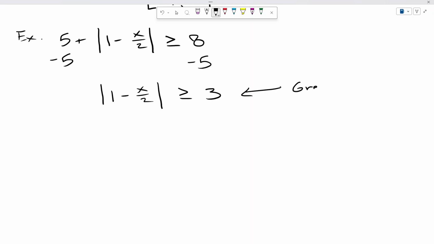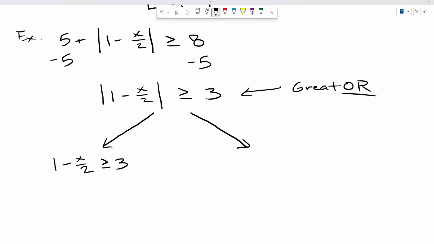So we have a greater than, so a greater. Right, so an "or." Think of it like we can split this into 2 parts here. We're saying that 1 minus x over 2 has to be greater than or equal to 3, or 1 minus x over 2 has to be less than or equal to -3. All right, it's an or. On the number line, we'll be going off in opposite directions.